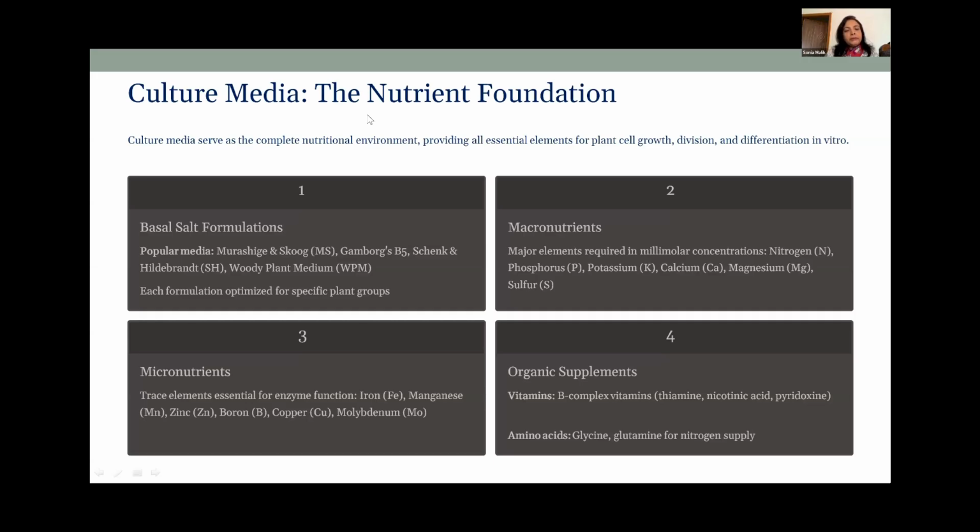The most commonly used plant media is the Murashige and Skoog media. It is generally the commonly used plant media, and for tree species, woody plant media has been devised, and other media is also devised for hydroponic cultivation.